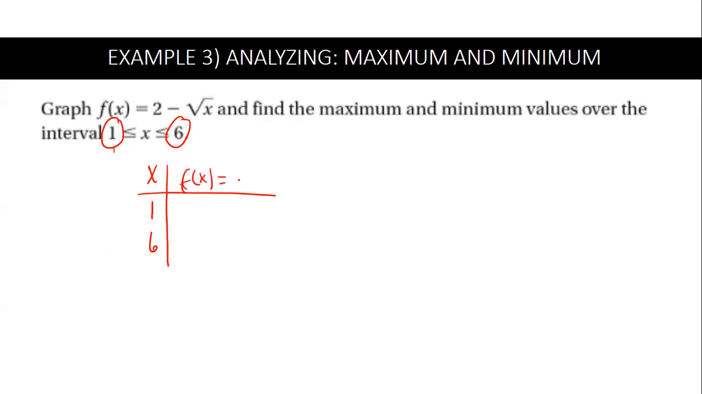So we have f of x equals 2 minus the square root of x. And we're looking for their y values. So we have 2 minus the square root of 1, and we have 2 minus the square root of 6. Okay, these values are not going to be exact. So when it's not perfect squares, such as the square root of 6, we do have to utilize a calculator. But for the first one, it's pretty easy. 2 minus 1 is going to give us 1, right?